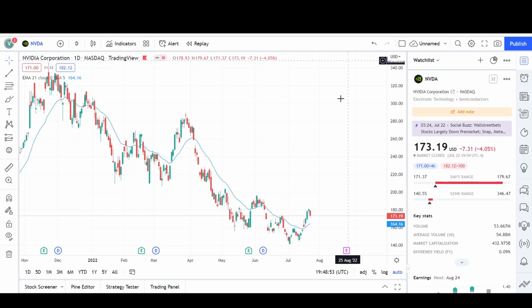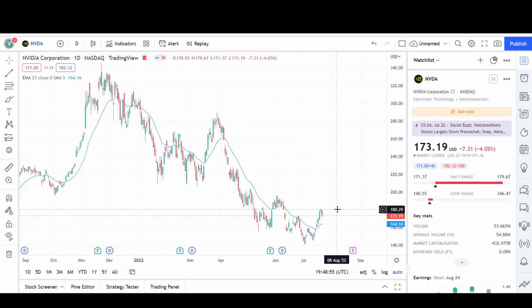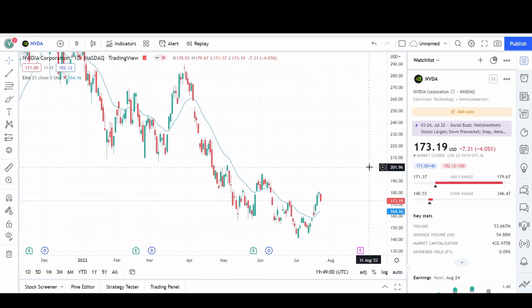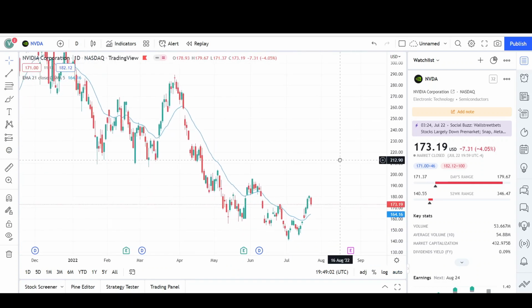Here we have the daily chart for Nvidia, and this stock is looking pretty bullish, and I'll go over the reasons why.